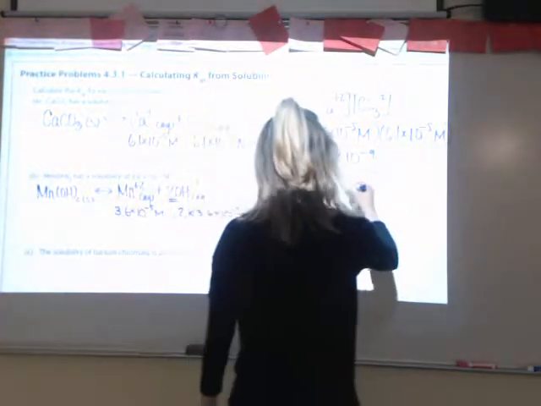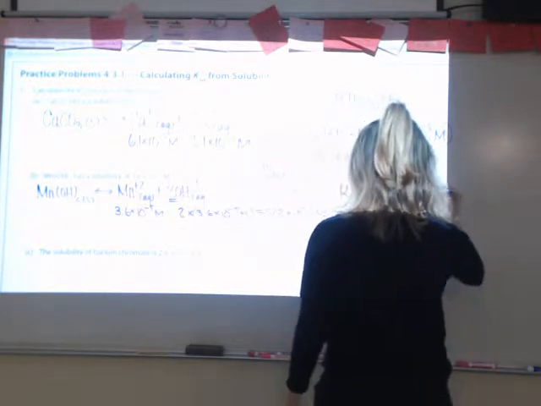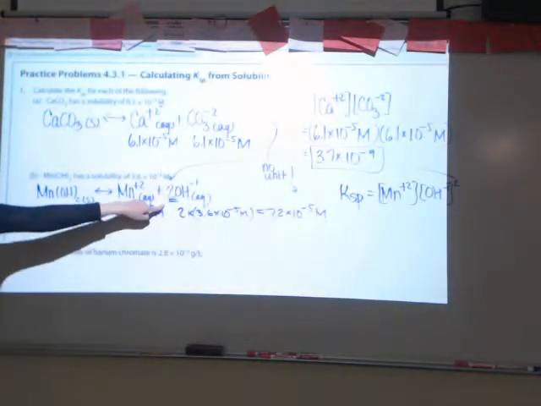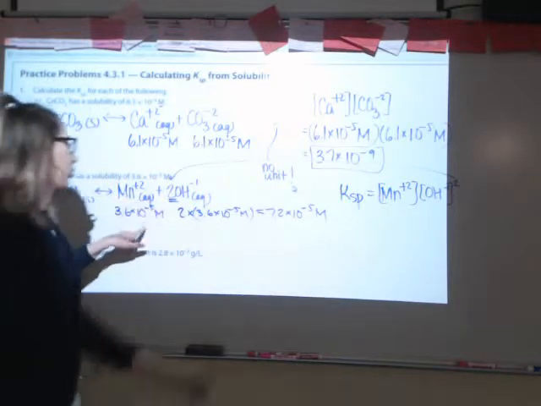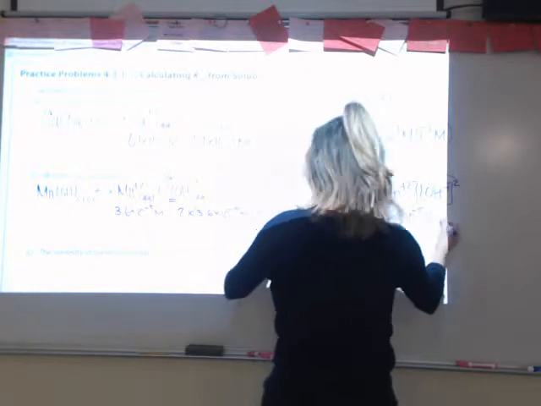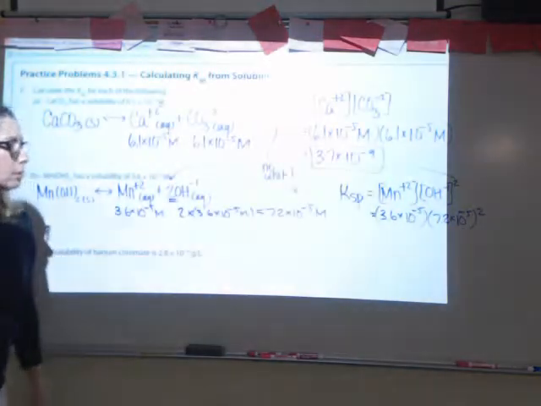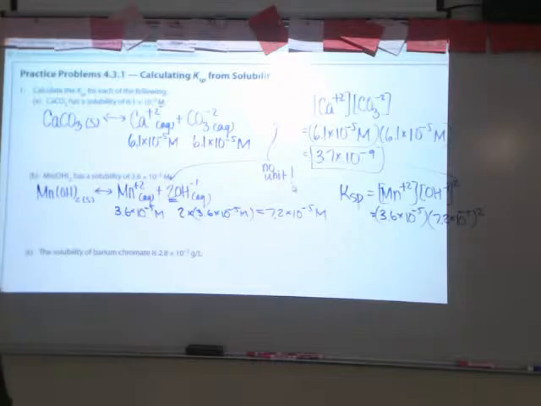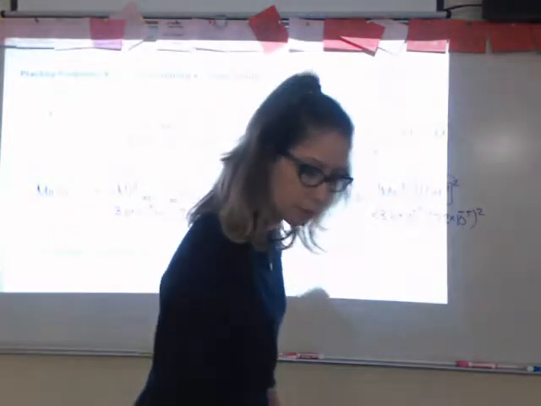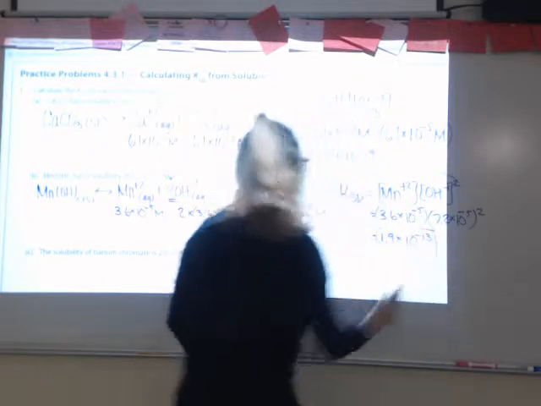Okay, now my Ksp is the manganese ion concentration times the hydroxide ion concentration raised to the second power because of that coefficient in front of the hydroxide. I substitute in my concentrations. This is 3.6 times 10 to the negative fifth times 7.2 times 10 to the negative fifth, and don't forget to square that. Do you square the 7.2 before you multiply it? Yeah, I would. So you're going to end up getting 1.9 times 10 to the negative 13. Double check me on that. Make sure you get that. Okay?